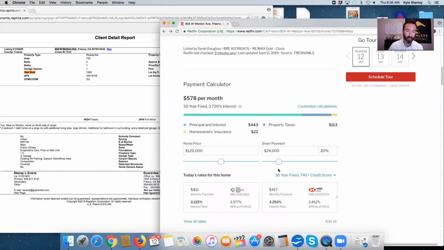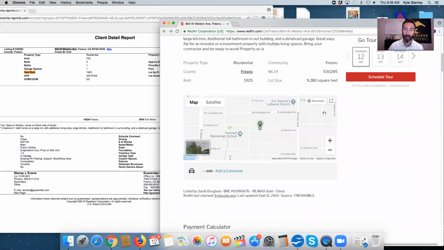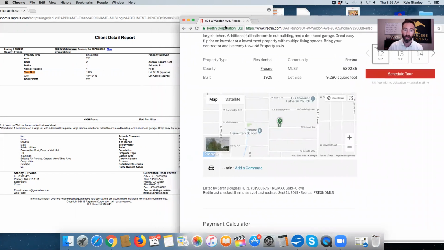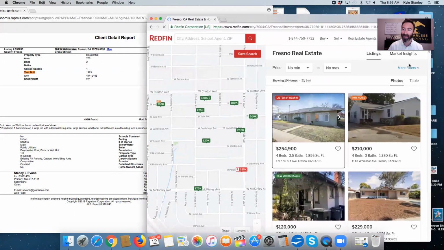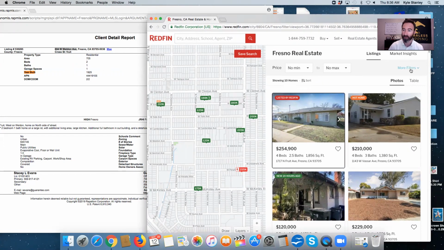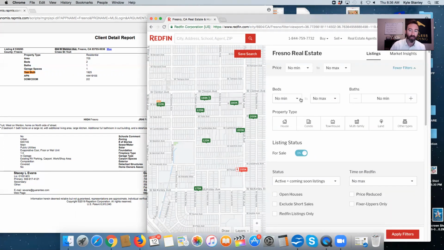So once again, I don't just take the word for it. I want to go into what I know, the research that I'm going to do that's going to produce the results that are going to help me understand what this is truly worth. So I'm going to go to more filters. And really what I'm paying attention to is some of the major things. You don't have to fill out all of this, but mine's a 2-1.